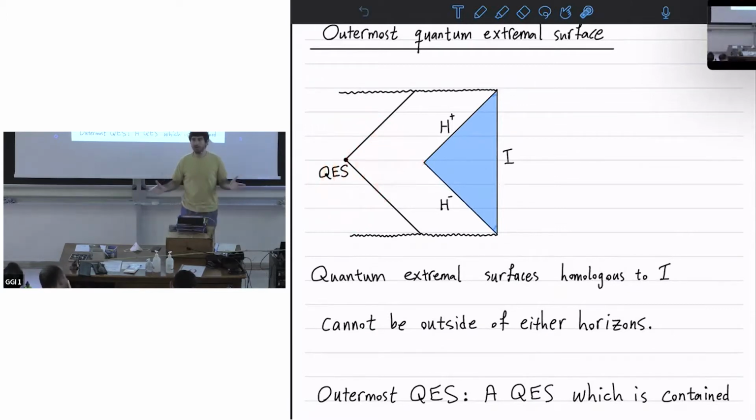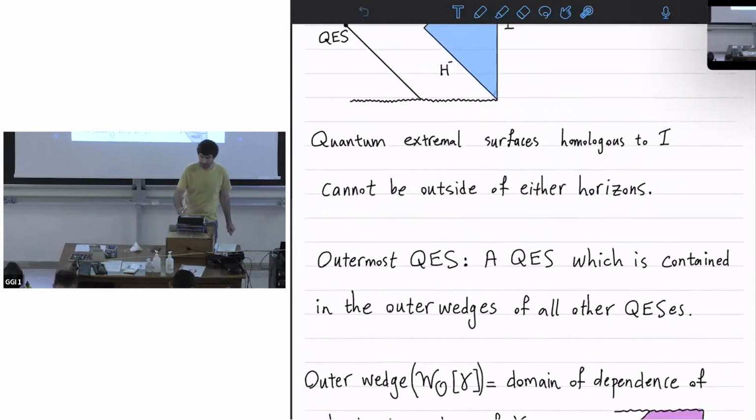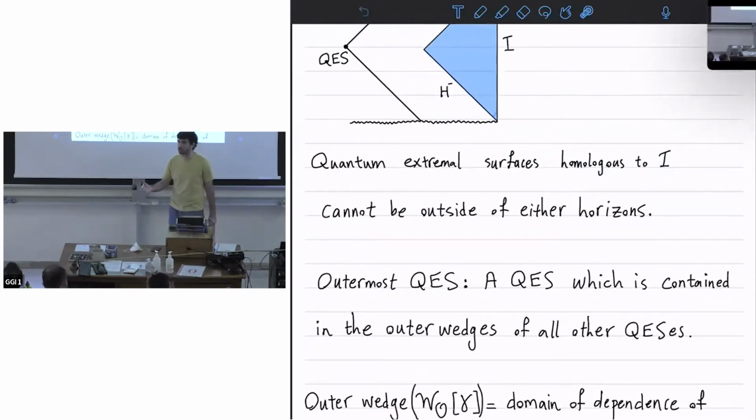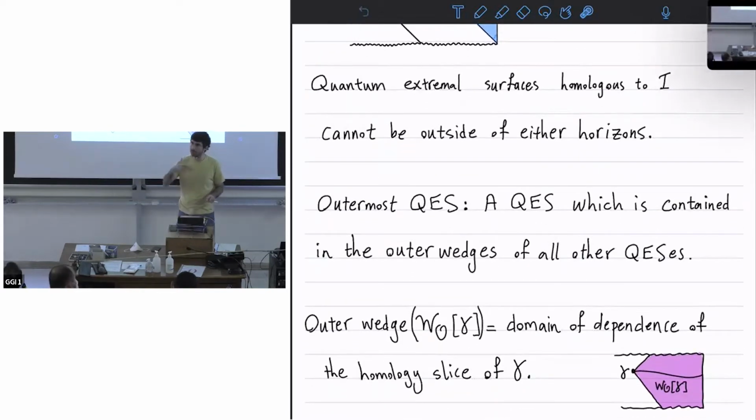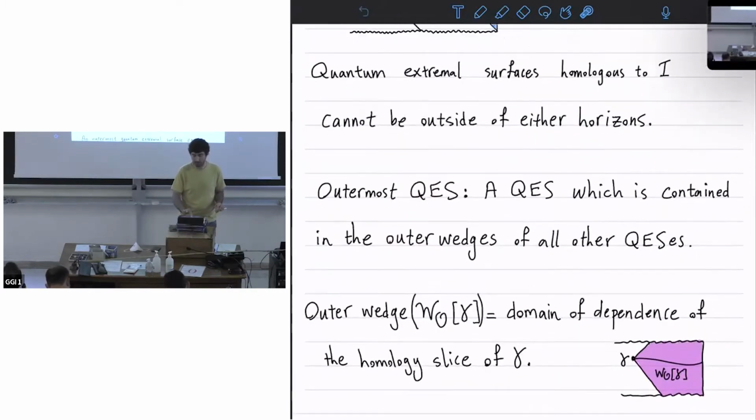So we are interested in the pattern of quantum extremal surfaces. It makes sense to ask, where is the first quantum extremal surface that you encounter? It makes sense to define a notion of an outermost quantum extremal surface as a quantum extremal surface which is contained in the outer wedges of all other quantum extremal surfaces homologous to that boundary. An outer wedge of a surface is defined as the domain of dependence of its homology slice.